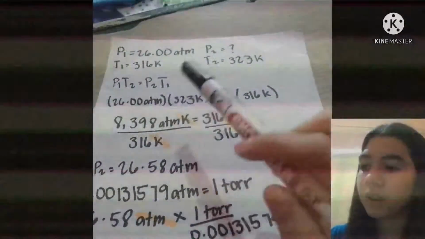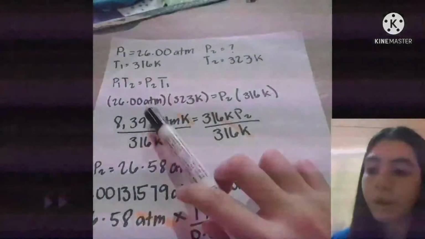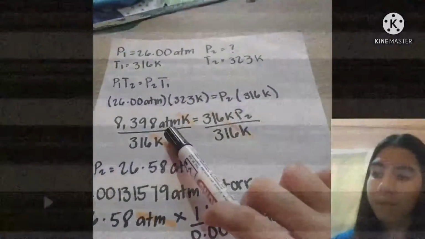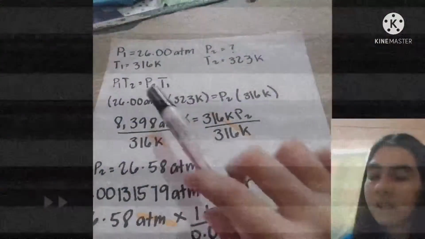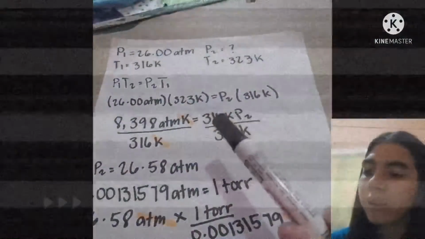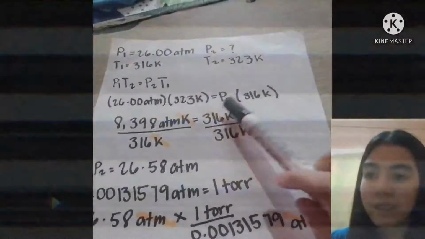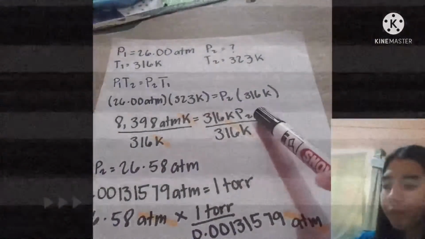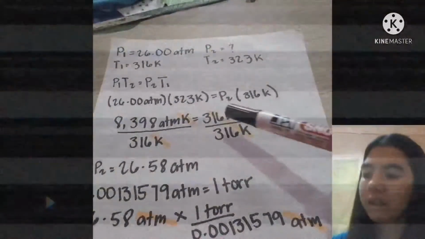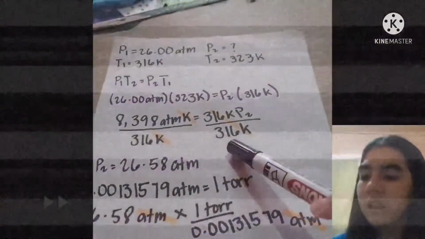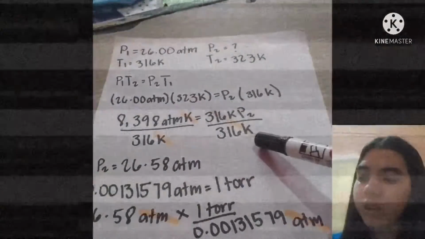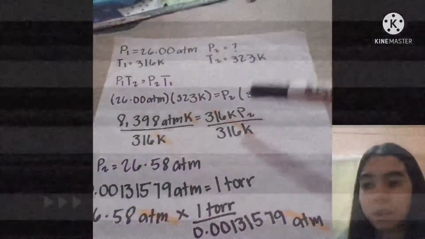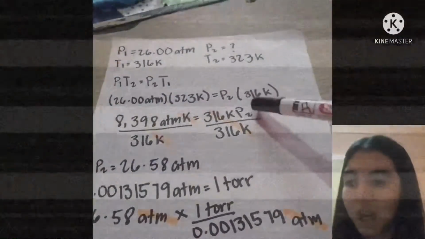So, 26.00 atm multiplied by 323 Kelvin, the answer is 8,398 atm Kelvin. So, i-combine natin yung dalawang unit. Equals P2 times 316 Kelvin. Ang sagot pa rin ay 316 Kelvin P2. So, i-divide natin siya both sides kay 316 Kelvin. Ika-cancel na natin tong dalawang 316 Kelvin divided by 316 Kelvin kasi kapag i-divide natin siya, 1 na lang yung sagot. So, ika-cancel na lang natin siya.